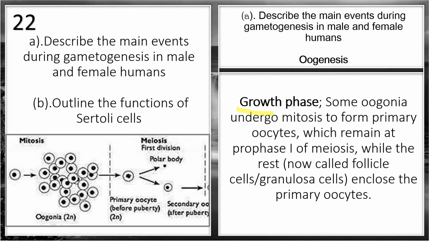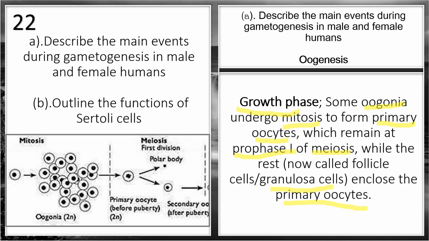We have the growth phase. Some oogonia undergo mitosis, some of them, to form what we call the primary oocytes, which remain in prophase 1 of meiosis, while the rest, now called follicle cells or granulosa cells, enclose the primary oocytes.